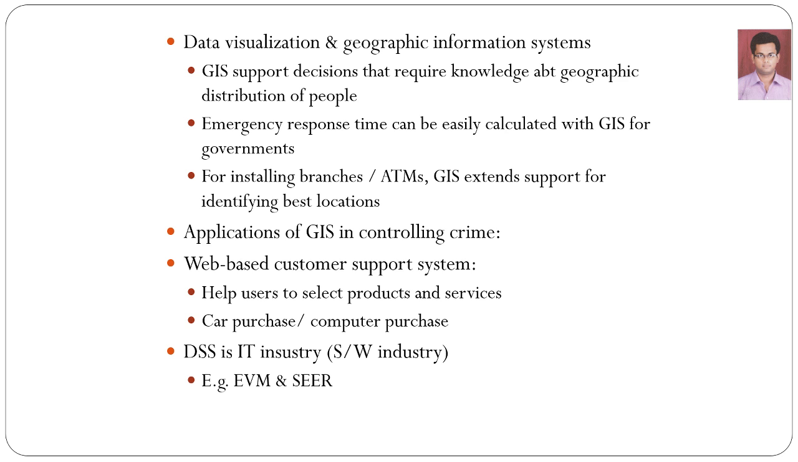Data visualization and geographic information systems. GIS support decisions that require knowledge about the geographic distribution of people. Emergency response time can be easily calculated with GIS for governments. For installing branches and ATMs, GIS extends support for identifying the best locations. Applications of GIS in controlling crime.